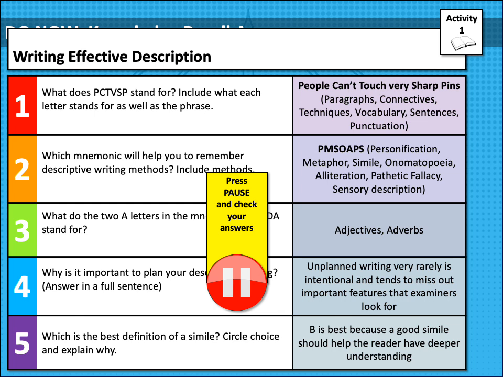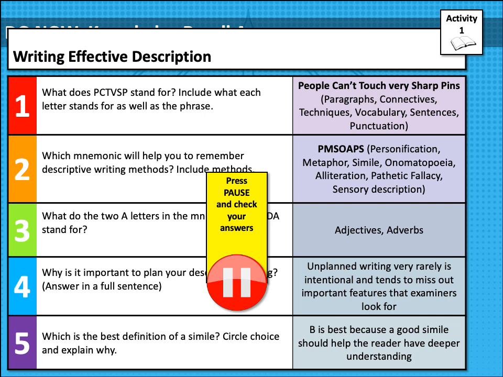When it came to question 5, you had 4 choices. In fact, all of them are correct in their own way, but the best definition would be B. And that's simply because a good simile, while doing all of those other things, should help you to have a deeper understanding about the main thing that is being compared. More of that later on this lesson.